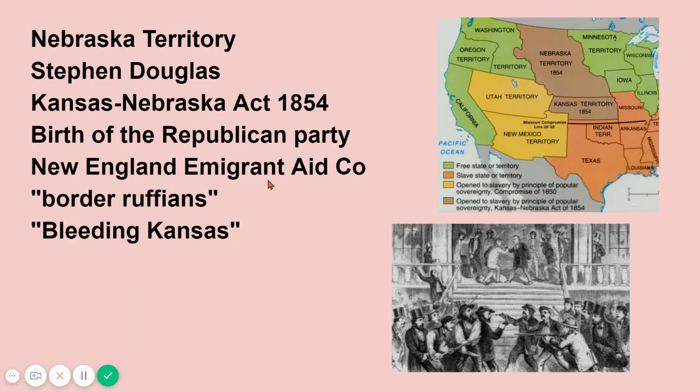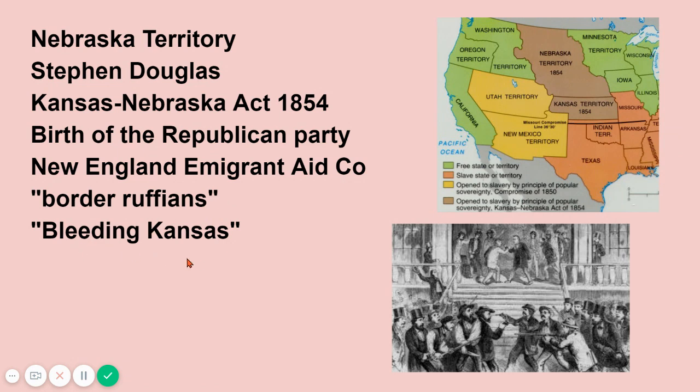At the same time, you had a pro-slavery group. They were called Border Ruffians, coming from the neighboring Missouri to protect slavery. So what you had happening in Kansas was a mini civil war. It became violent.